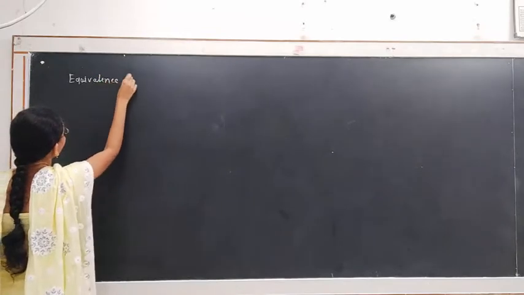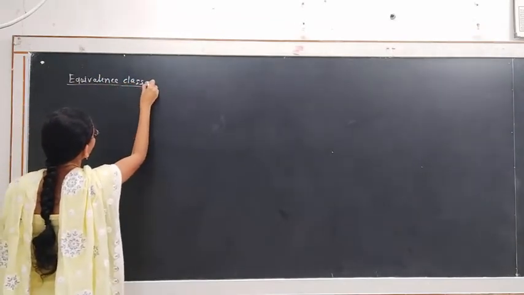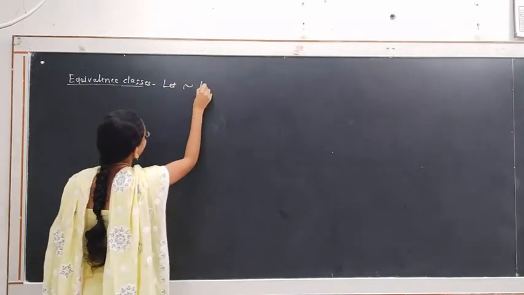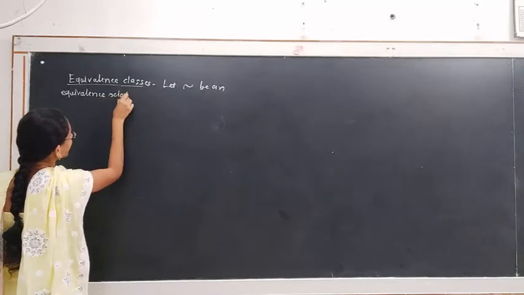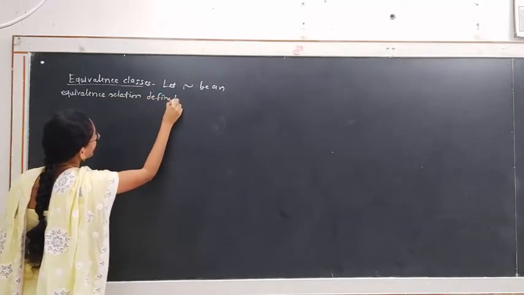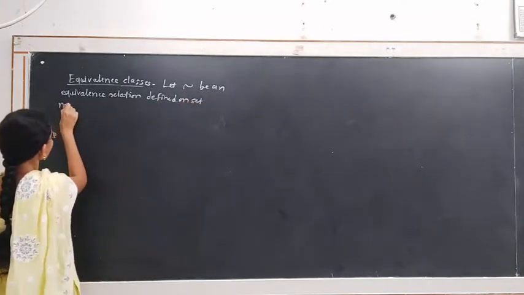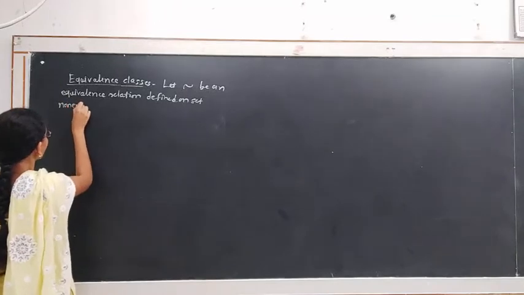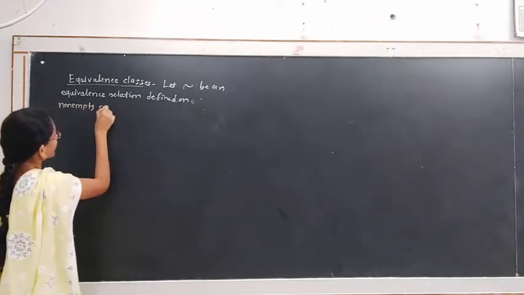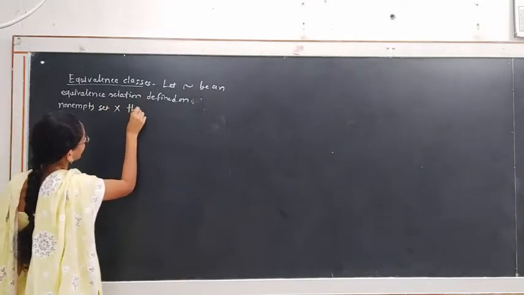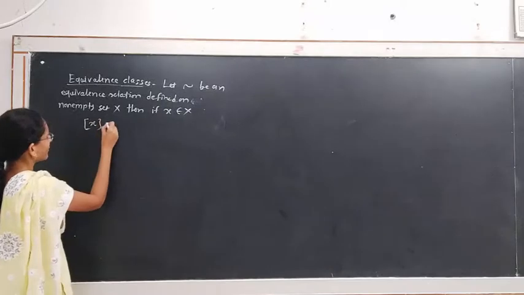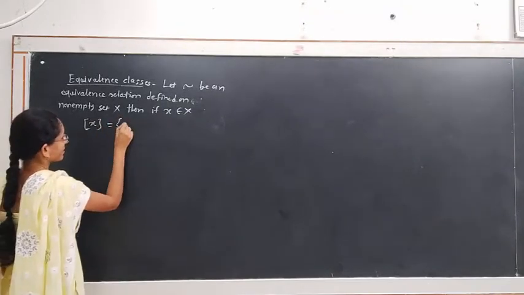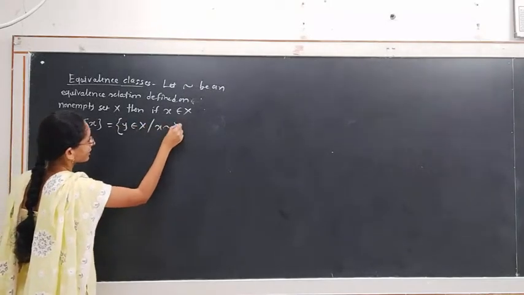The definition of equivalence class: if this relation R is an equivalence relation defined on a non-empty set X, then for x belongs to X, we define this set as the set of all y belongs to X where x is related to y.